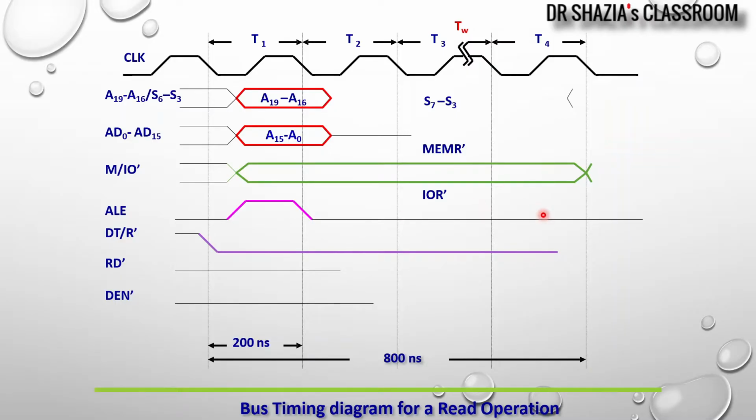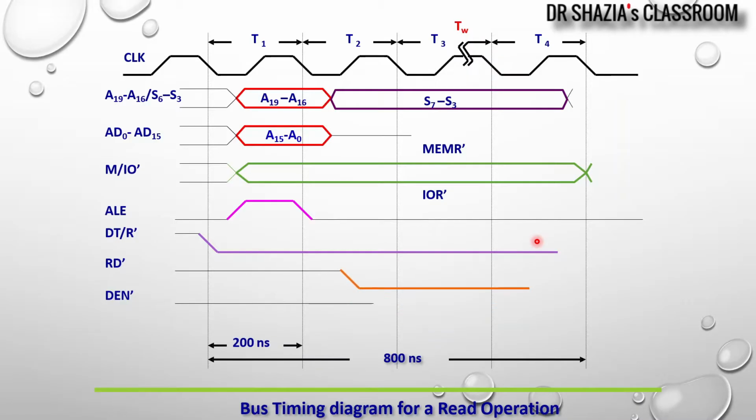So ALE will go low in the second T state. As soon as ALE goes low, the address bus which is multiplexed with data and status signals will be available to carry the status or data signal. So, in the second T state, the status signal will be available on the A16 to A19 bus.